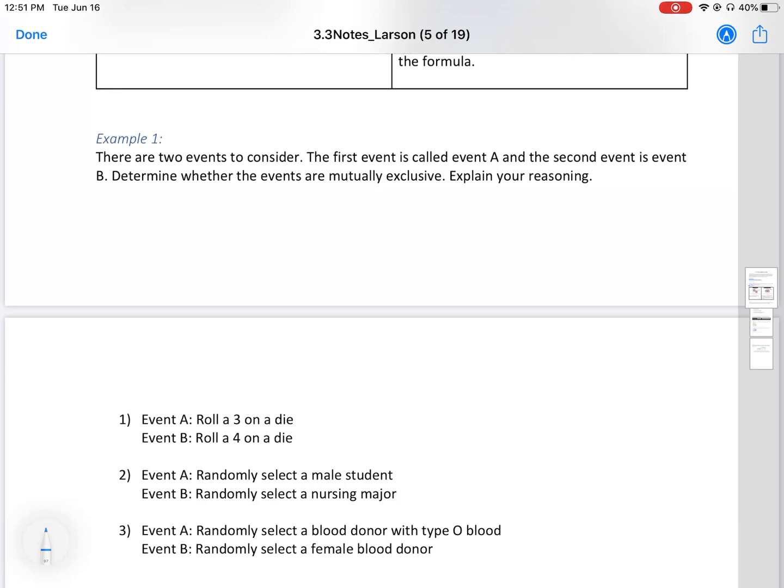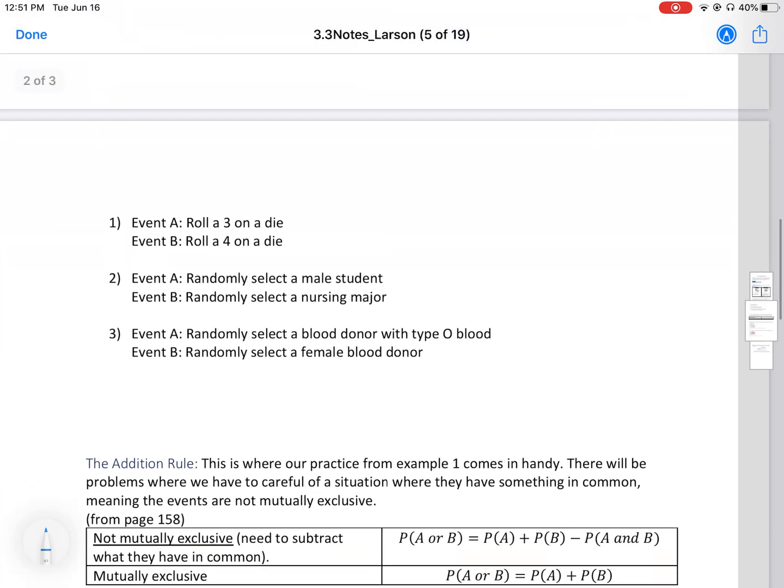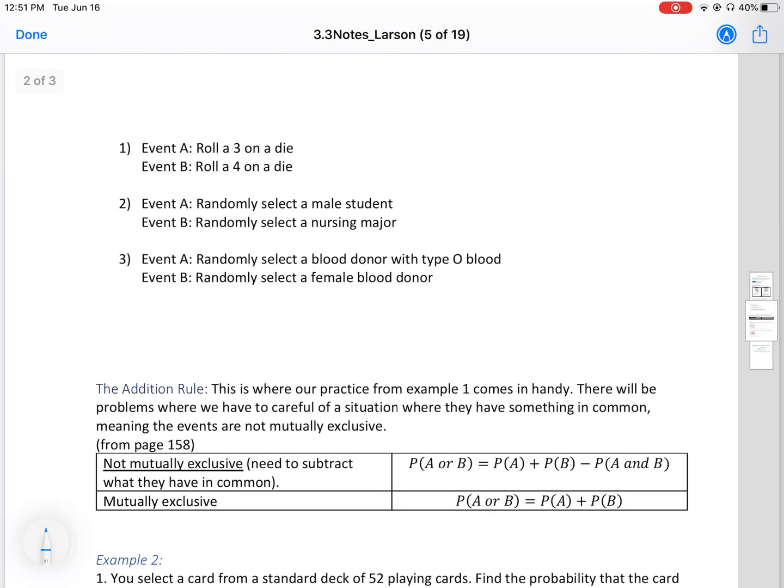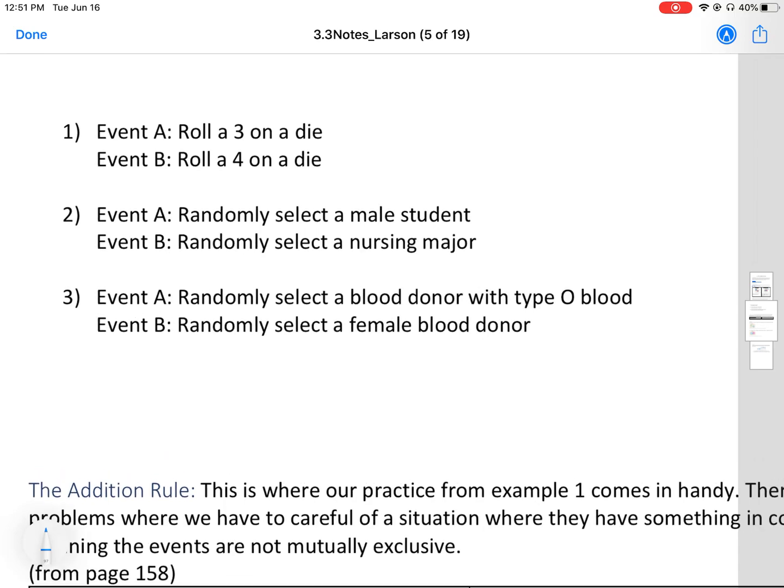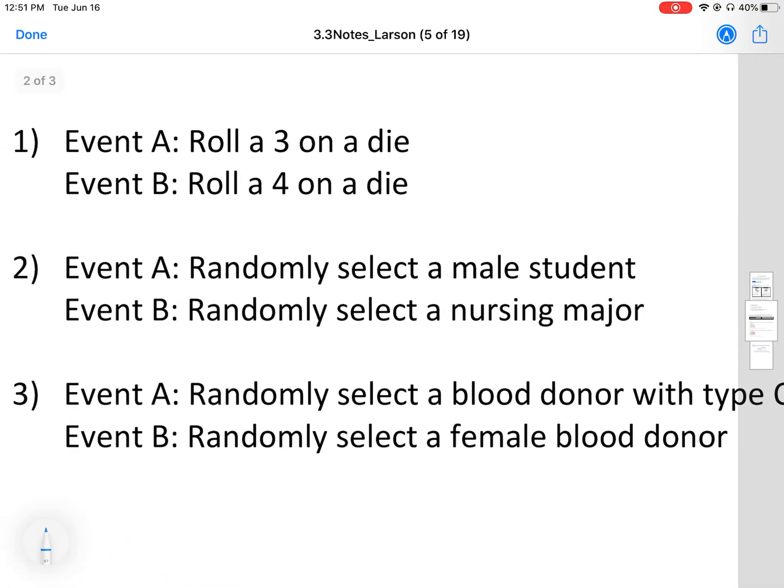So example 1, there are two events to consider. The first event is called event A, and the second event is event B. Determine whether the events are mutually exclusive. Explain your reasoning. All right, so here are our examples. We have event A and event B with three different problems. Let's take a look at the first one. 1. Event A, roll a 3 on a die, and then event B, roll a 4 on a die.